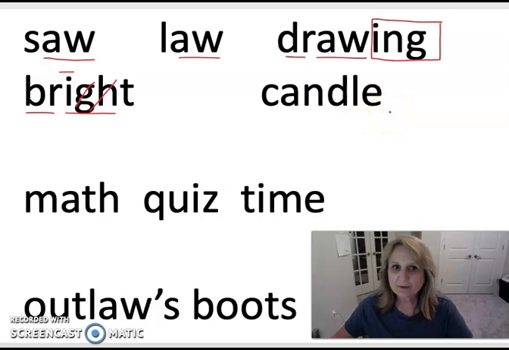Candle. Remember that we should always look for the suffix or the final stable syllable first. Do you see a final stable syllable in that word? I do too. Let's block that off and then let's code the rest. K, a, n, dol, candle. Well done.